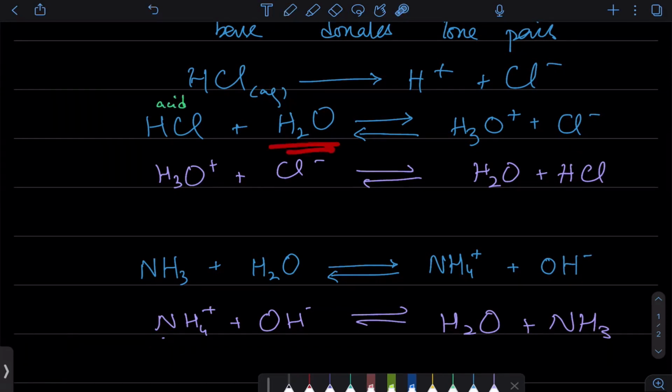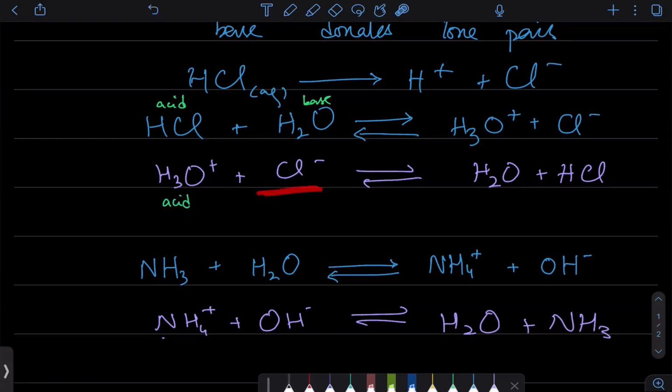And water has accepted H positive. So it is base. Let's look at the second case. In the forward side, H3O positive has lost one hydrogen and the positive charge. So clearly it is acid.